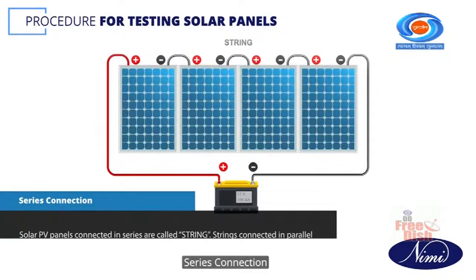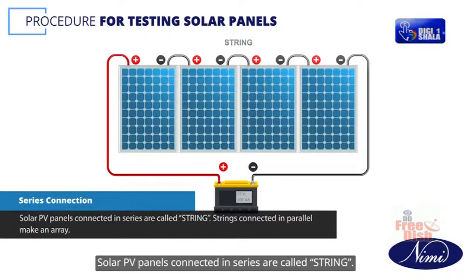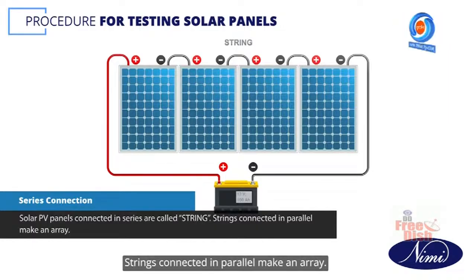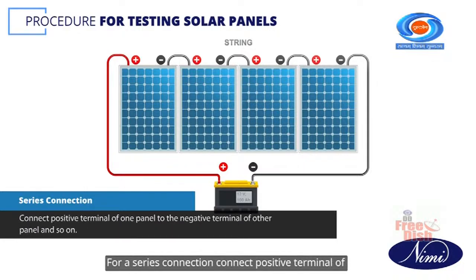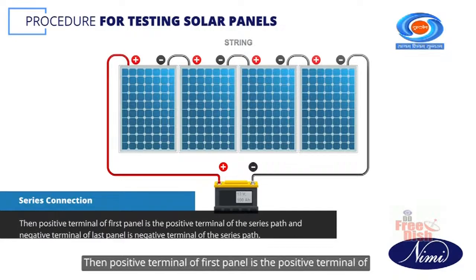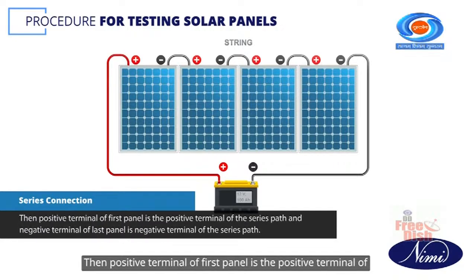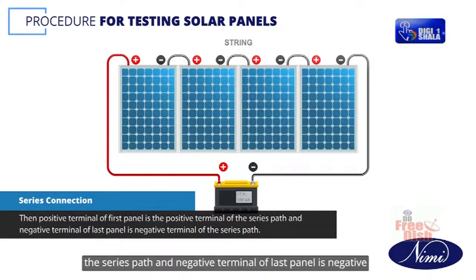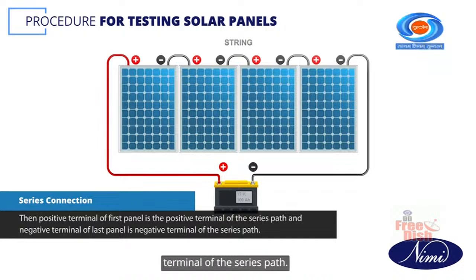Series connection. Solar PV panels connected in series are called a string. Strings connected in parallel make an array. For a series connection, connect the positive terminal of one panel to the negative terminal of another panel and so on. Then the positive terminal of the first panel is the positive terminal of the series path and the negative terminal of the last panel is the negative terminal of the series path.